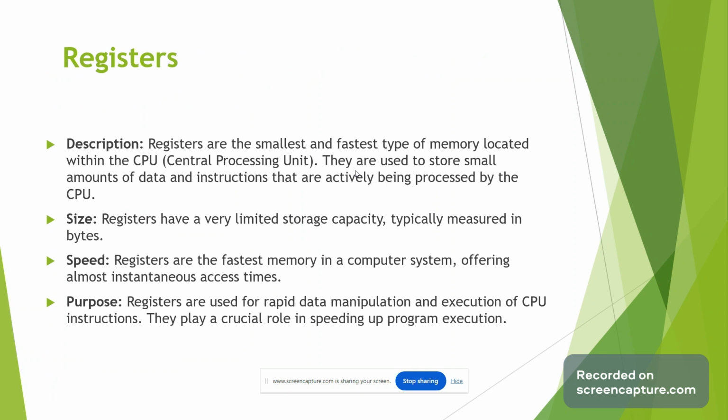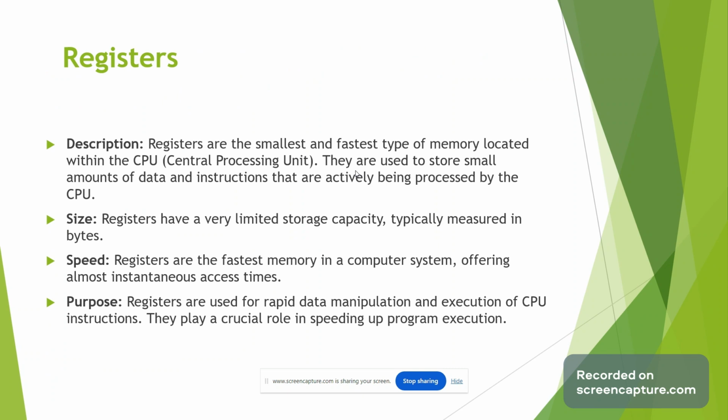As you see, the registers are very fast, so they had to have some setbacks, if not, then we'll all use registers in our computers. The setback is that it has very limited storage, and it is typically measured in bytes. The speed: registers are the fastest memory in the computer system, offering almost instantaneous access time. As we have discussed before, the speed is the fastest in the entire hierarchy. It comes at the top.